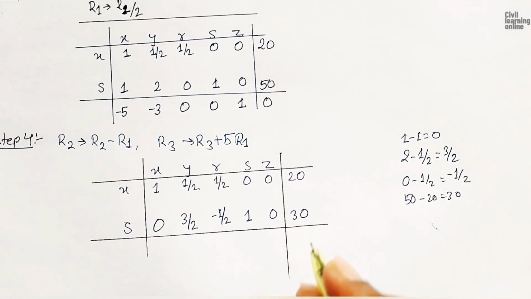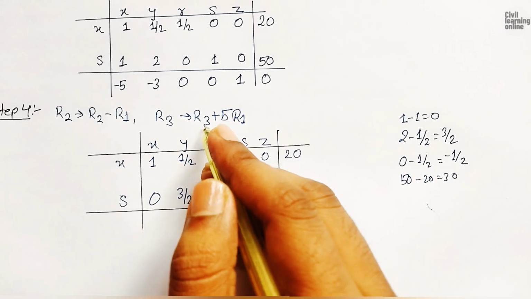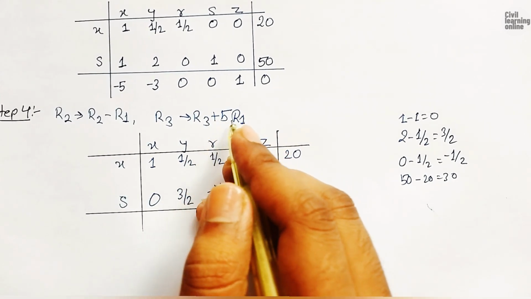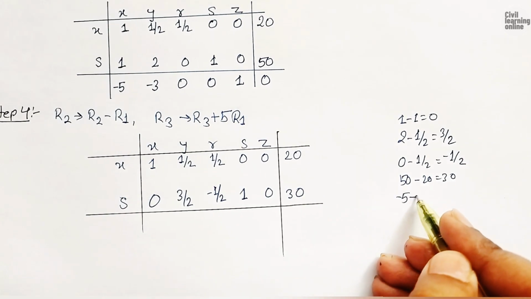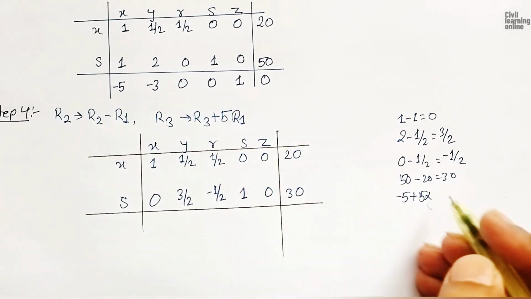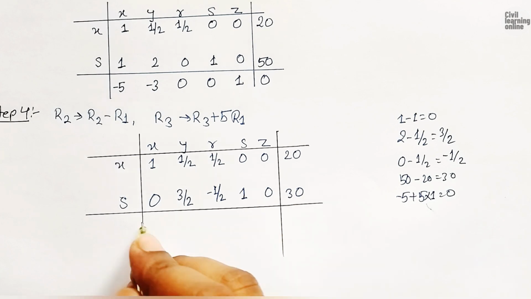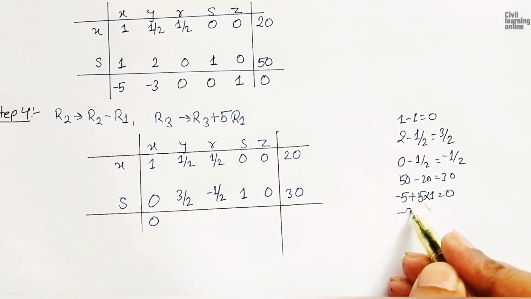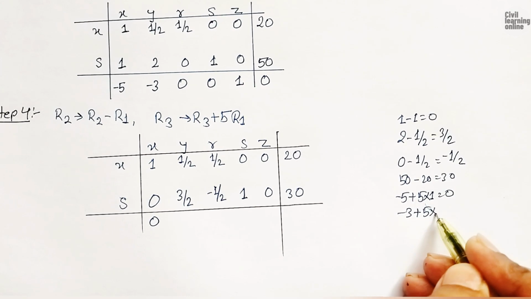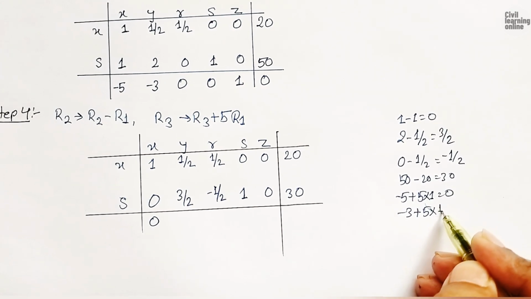So right here 30. Now we have the operation for R3. So for R3 we have R3 plus 5 R1. R3 means minus 5 plus 5 times R1, where 1 is going to give 0 here. Now we have R3 means minus 3 plus 5 times R1, and R1 is 1 by 2.